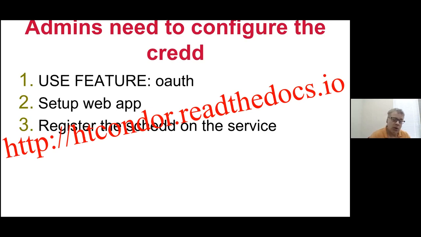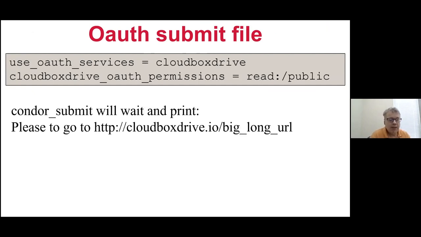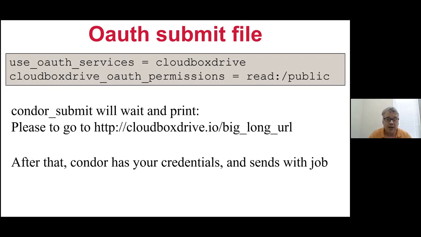HTCondor.readthedocs.io. So working through the way the users see this, once you've done this, is they just add lines like this in their submit file, and then they run condor_submit. And then condor_submit will block and wait, and it'll print to the screen something like, please go to this big long URL. And that will redirect you to the authenticator service for this particular cloud service. And then it will get an authentication and send a token back to the web server, which will put it in the credd. After that, Condor has your credentials and will send them securely along with the job.